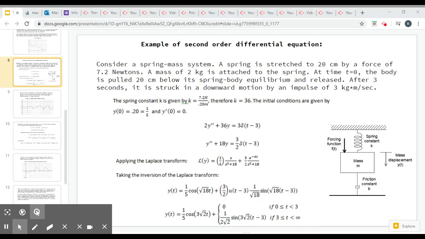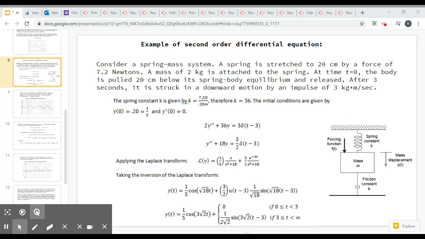Here's a second example. It's of a second-order differential equation. This is the classic spring mass system. There's a mass attached to a spring, and the spring is stretched to 20 centimeters. And at time t equals 0, the body of mass is pulled 20 centimeters below its spring body equilibrium, and then it's released. And then after 3 seconds, it's struck in a downward motion by an impulse of 3 kilograms per meter second. So you can see the second order differential equation that you get from this.